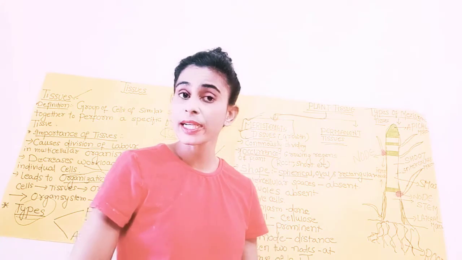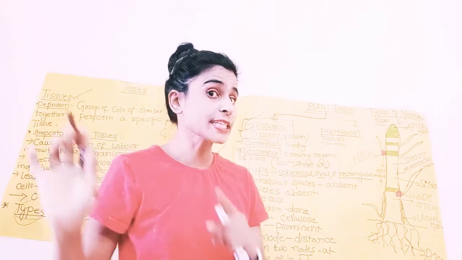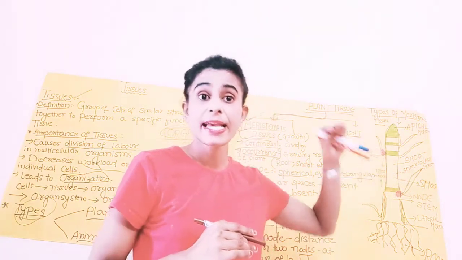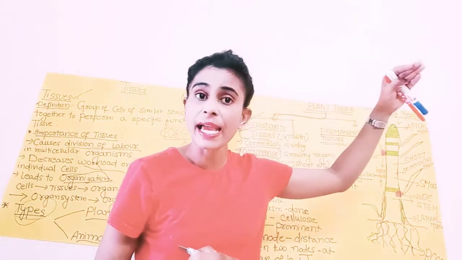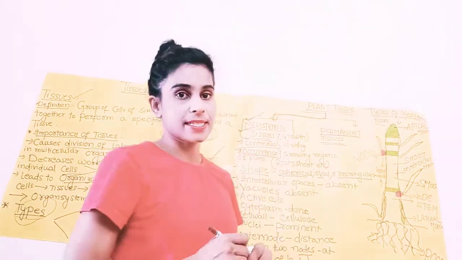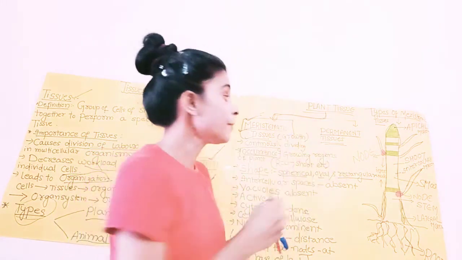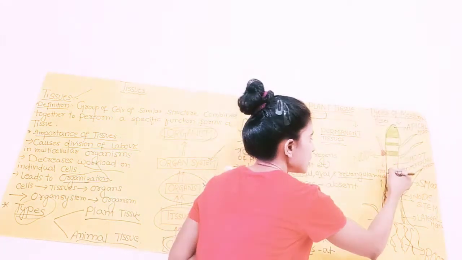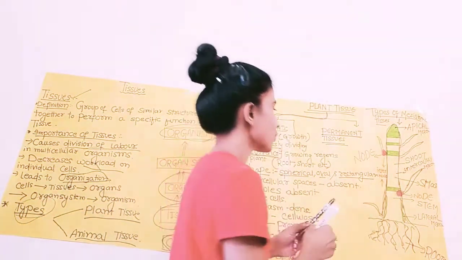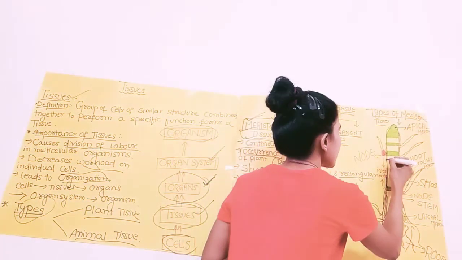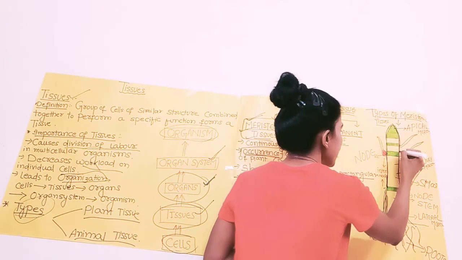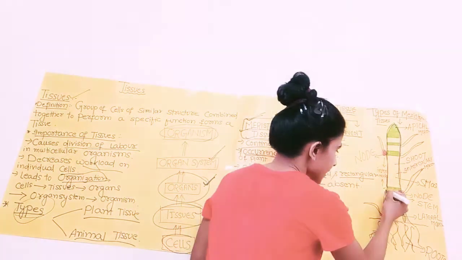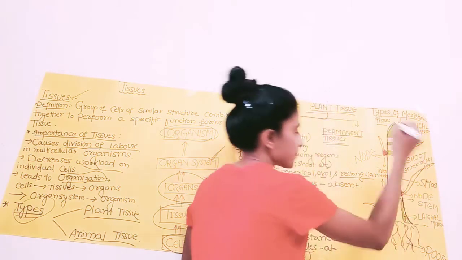Just below the ground level, we are getting the roots. And just above the ground, stem is present. And above the stem, shoots are present. This part is called your shoot, guys. And below these are called roots. And this part is called your stem.